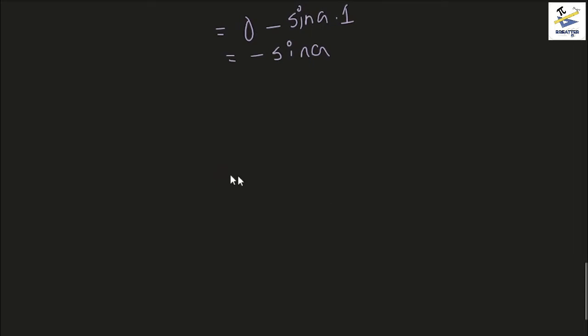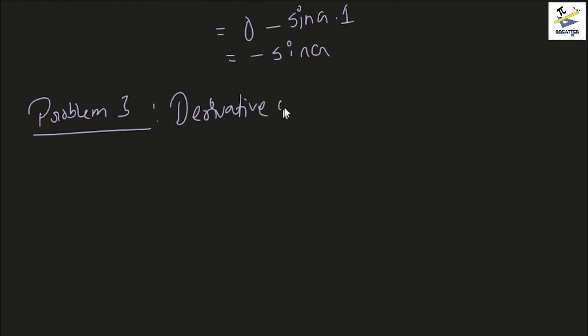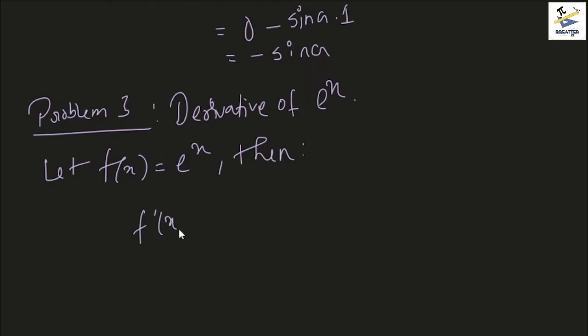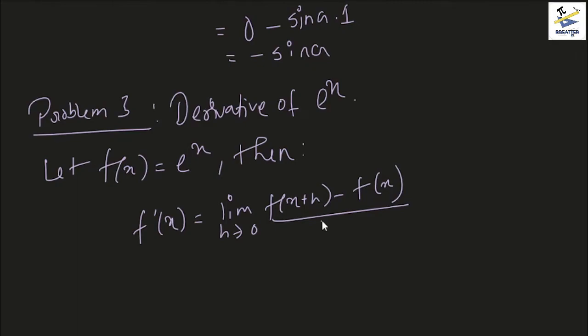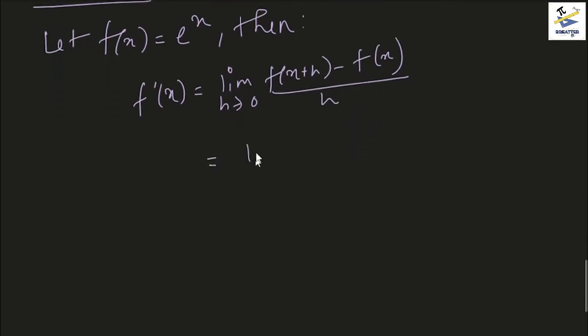A third example now could include the derivative of e to the power x. So let f of x equal e to the power x. Then let us evaluate the derivative at the point x itself. So what we are going to do is write it like this: limit h tends to 0 of f of x plus h minus f of x divided by h. Okay, so this tells us limit h tends to 0 of e to the power x plus h, because f of x is e to the power x. So f of x plus h would be e to the power x plus h, minus e to the power x, whole divided by h.